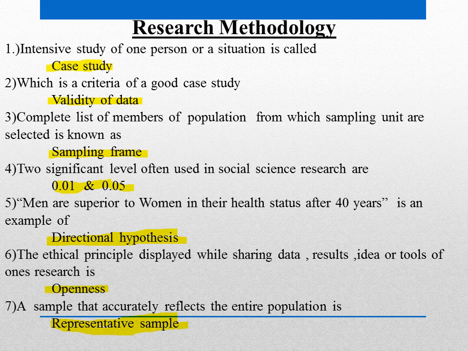Then third question. Complete list of members of population from which sampling unit are selected is known as sampling frame. Number 4. Two significant level often used in social science research are 0.01 and 0.05. The next question. Men are superior to women in their health status after 40 years is an example of directional hypothesis.